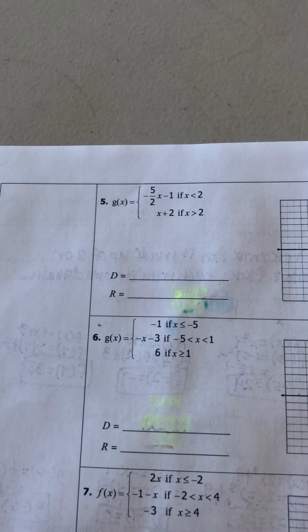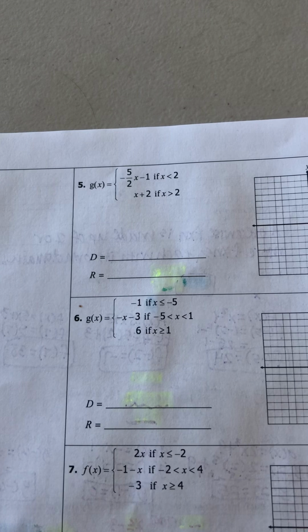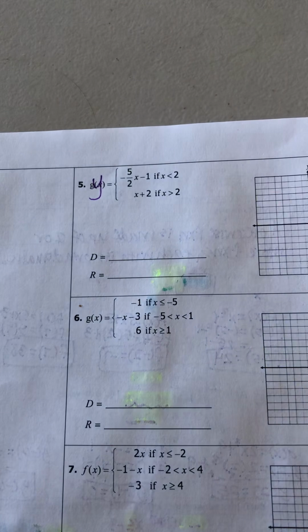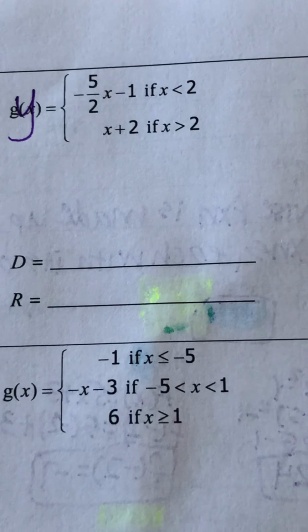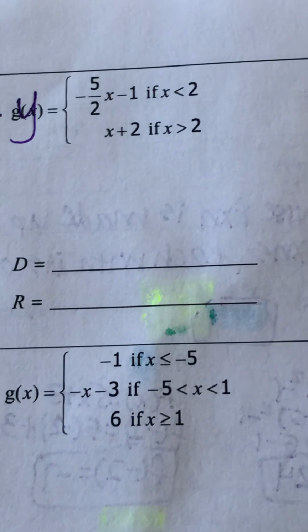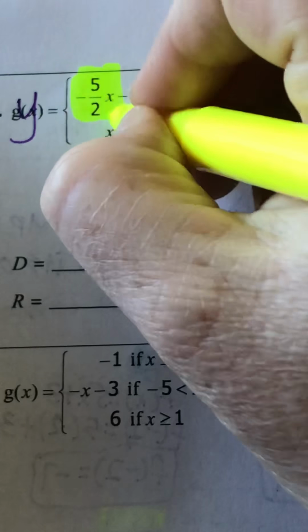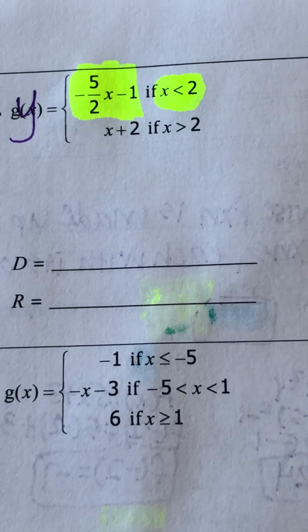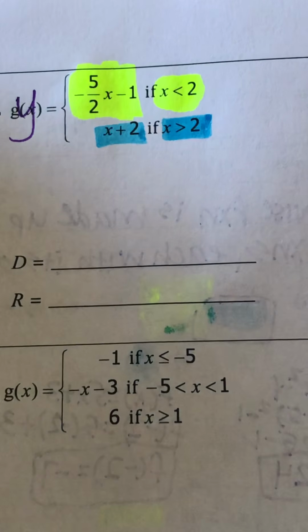All right, so let's try a couple more. Number 5, again, we have two lines. If you think of g of x as being y equals, with a slope and a y-intercept, where a graph is going to split directions will be at 2. So we're going to have y equals -5/2 x plus 1 at x is less than 2. And then we'll have y equals x plus 2 when x is greater than 2.